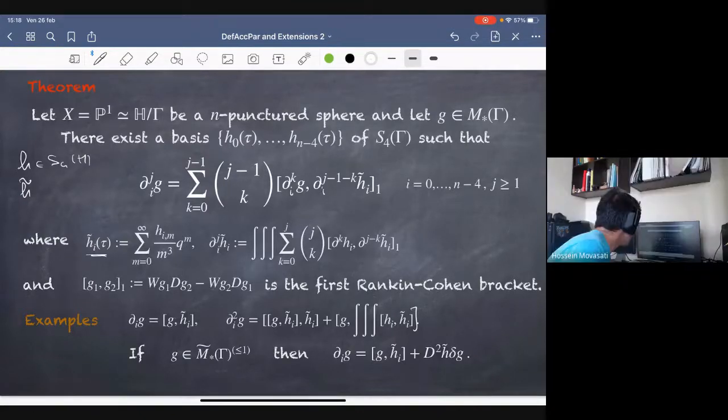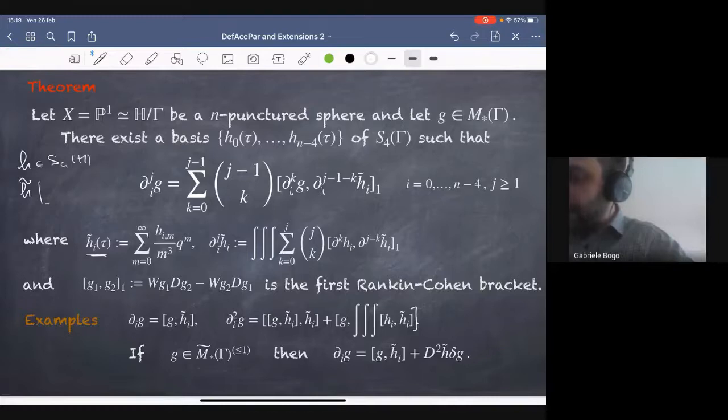Then if you consider the slash operator in weight -2, if it were a modular form, it would be something like this, but it's not. You have to add a polynomial, which depends on the matrix gamma. This polynomial is of degree 2 in this case.